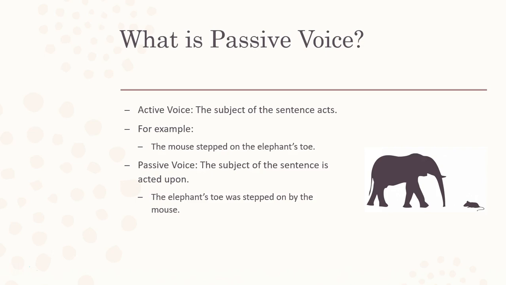Passive voice switches this up. In passive voice, the subject of the sentence is acted upon. For example, the elephant's toe was stepped on by the mouse. The subject, the elephant's toe, receives the action rather than doing it.